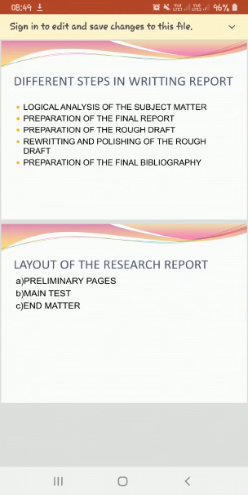Research reports are the product of slow, painstaking, accurate, in-depth work. The usual steps involved in writing a report are these. All these steps are self-explanatory, yet a brief mention of each one of these will be appropriate for better understanding. Now we can look into what is meant by the logical analysis of the subject matter.